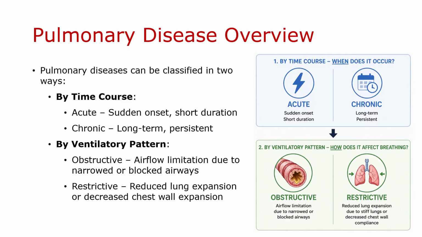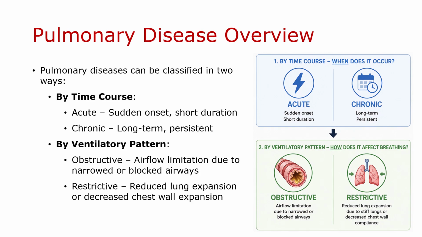Let's start with the two common ways pulmonary disease is classified. The first is by time course. Acute diseases develop suddenly and are typically short in duration, whereas chronic diseases persist over months or years and often require long-term management. The second method is by ventilatory pattern, which describes how a disease affects breathing.